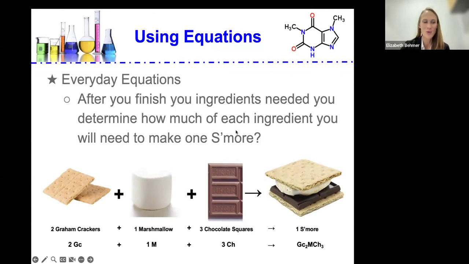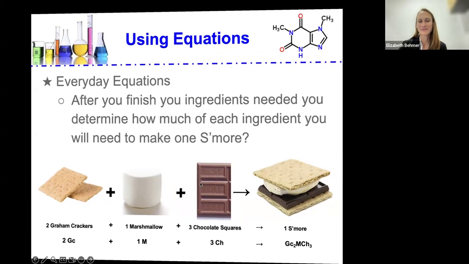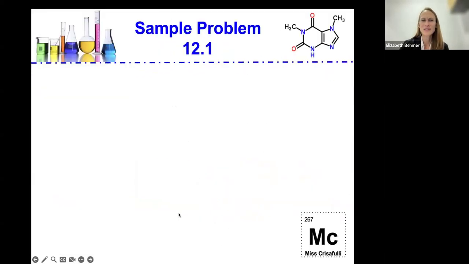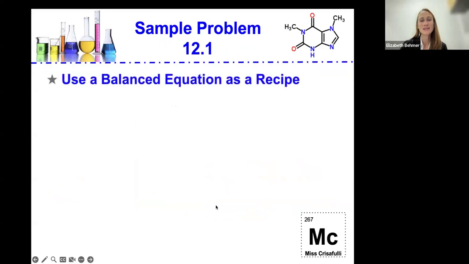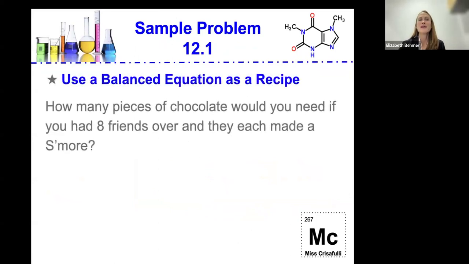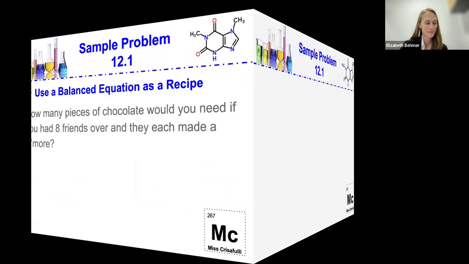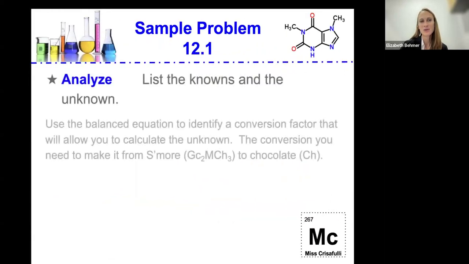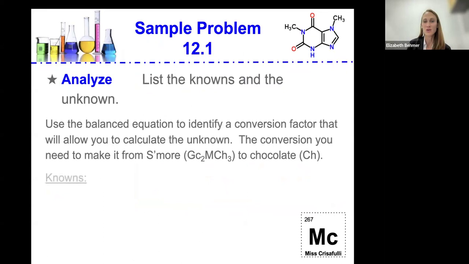And we've written out our own type of chemical equation here. So let's go through a sample problem, 12.1, using a balanced equation as a recipe. How many pieces of chocolate would you need if you had 8 friends over and they each made a s'more? So let's list the knowns and the unknowns first, and we'll use the balanced equation to identify a conversion factor that will allow you to calculate the unknown.